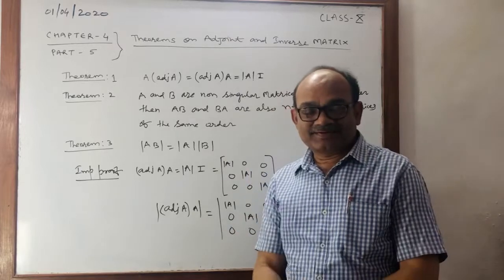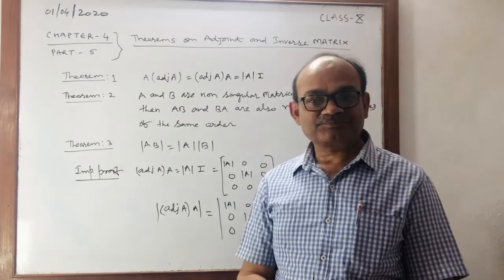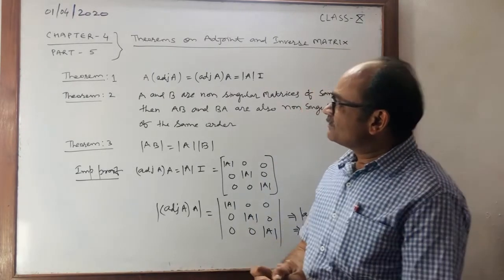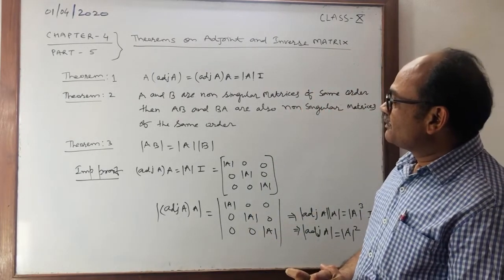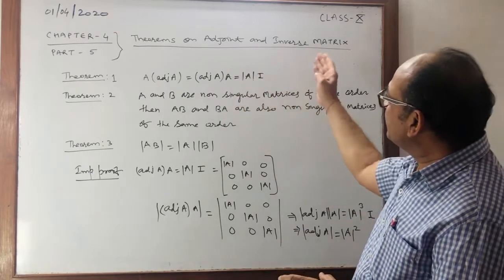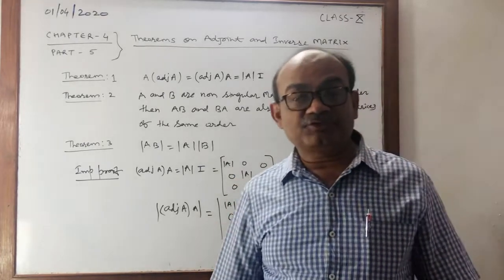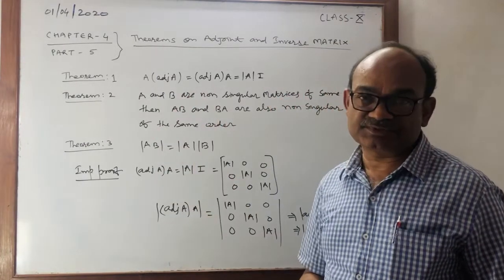Friends, now we are starting the fifth part of the chapter Determinants. In this part 5, the content we are including is theorems on adjoint and inverse of a matrix, and some good objective type questions based on these theorems.